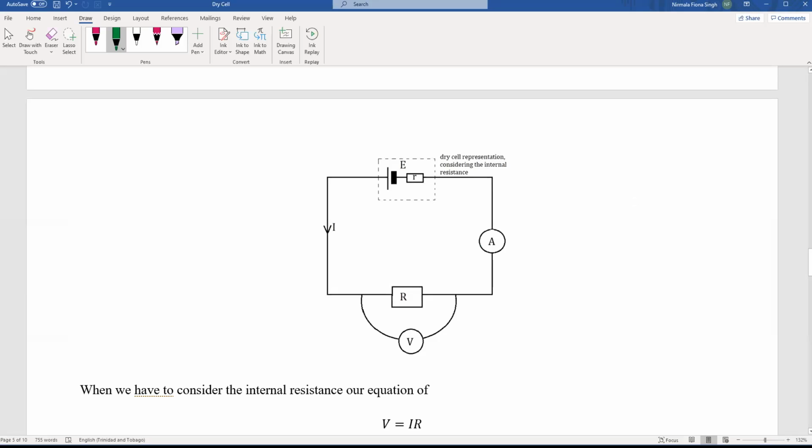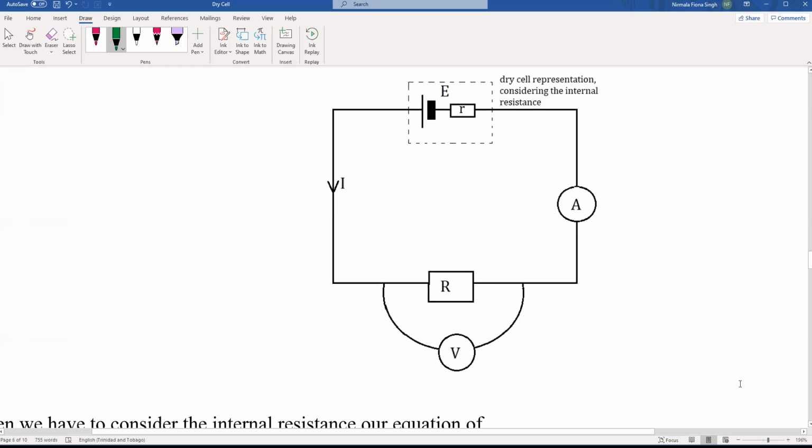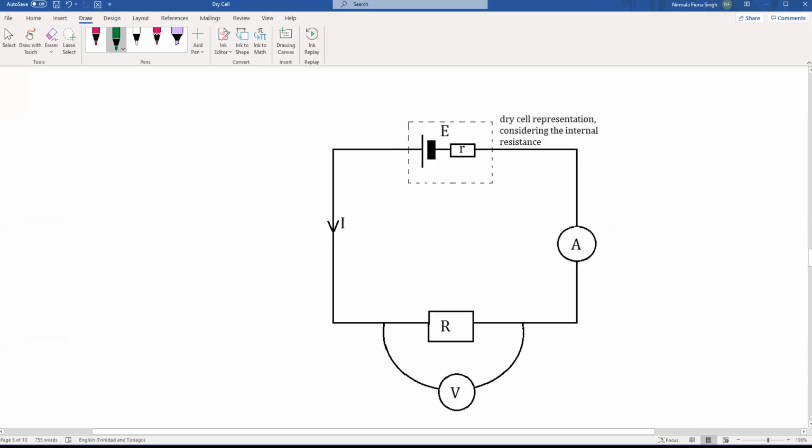You're going to see these in questions if you haven't seen them already. Instead of writing the dry cell with a V, we're going to have the entire dry cell represented as the EMF of the dry cell, which is your electromotive force, and the internal resistance of the dry cell connected to it. Now, we do consider this value in some questions. This little dotted line here represents the entire dry cell. So your entire dry cell is represented here.